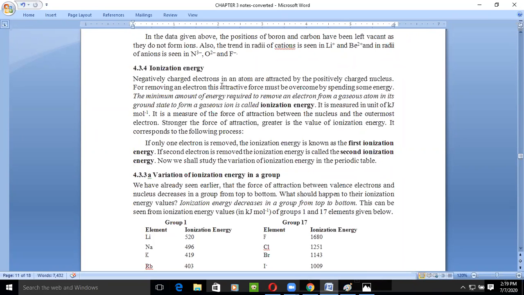If you want to remove an electron from the shells of the element, then what is to be there? It means you have to be more reactive, more powerful to remove that electron, right?